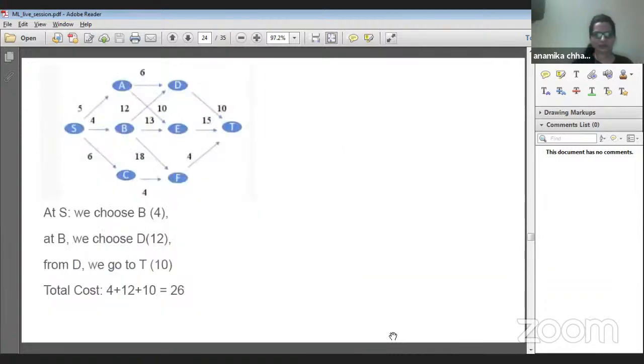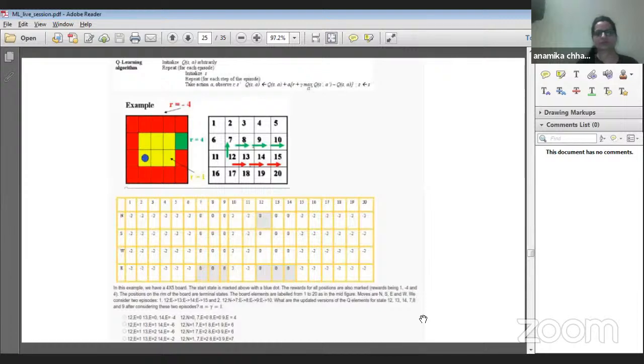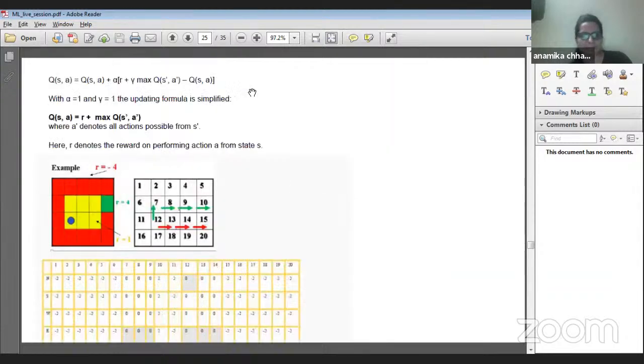And in the question, after following these two episodes, we have to tell the updated Q values. These are the initial values, and this is a formula which is also given, although you should keep that in mind, but it is given in the question. So yeah, this is the formula.